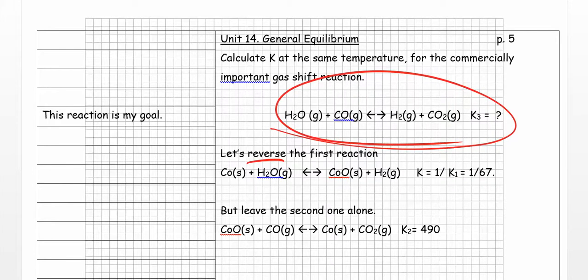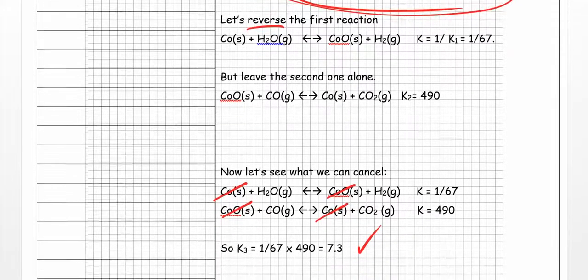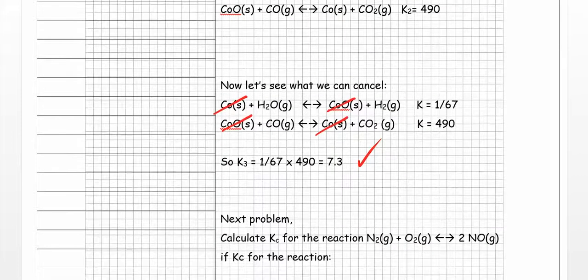I was able to arrive at that by manipulating those two equations. Again, reversing the first one, leaving the second one alone, and then I add up the two equations. When I add them up, I multiply the two delta H's. Excuse me, I'm sorry. I'm thinking about thermo. I multiply the two K's, and in doing so, get this value of 7.3.